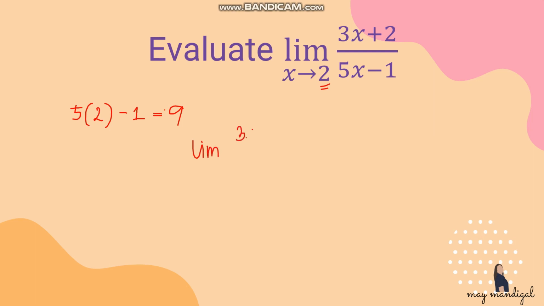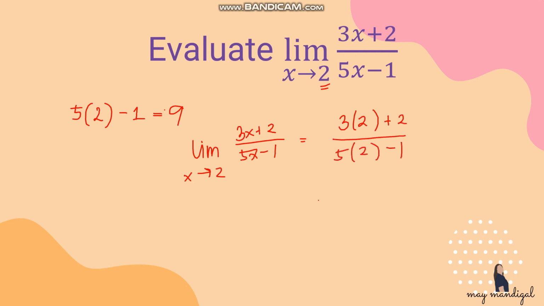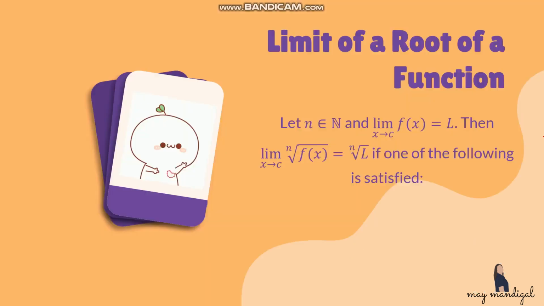Limit of 3x plus 2 over 5x minus 1 as x approaches 2. So let's substitute. We have 3 times 2 plus 2 all over 5 times 2 minus 1. And then simplify this. We have here 6 plus 2 is 8, and then 10 minus 1 is 9. So therefore, the limit of the function 3x plus 2 all over 5x minus 1 as x approaches 2 is equal to 8 over 9.